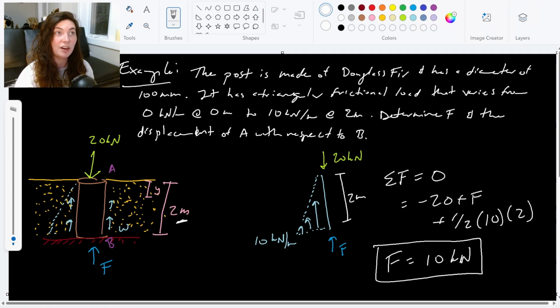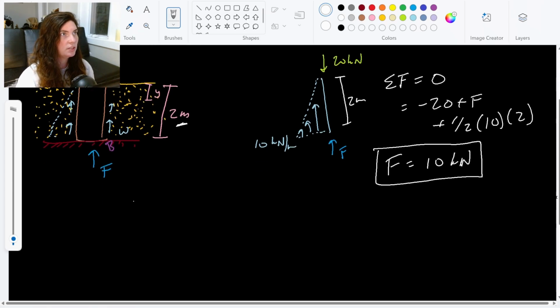I've assumed that it's going to be a compression, but I don't actually know. Because I have this variable load here, I'm going to need to come up with an equation to integrate along that load. So let's look at just a section of it. If I were to break off a little section of my log here, it has the 20 kilonewtons, and then it has that triangular load that starts before I chop through the log in order to find what my normal force is.